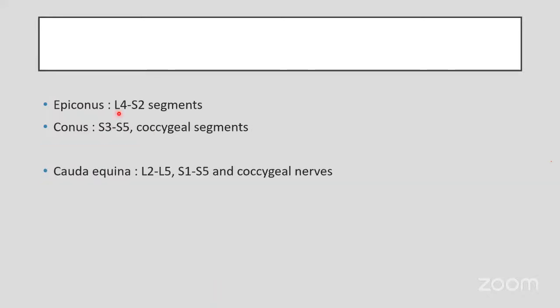The epiconus is L4 to S2 segments. Conus is S3 to S5 segments, and the coccygeal segments. And cauda equina is the nerve roots of L2 to L5, S1 to S5, and the coccygeal nerves.